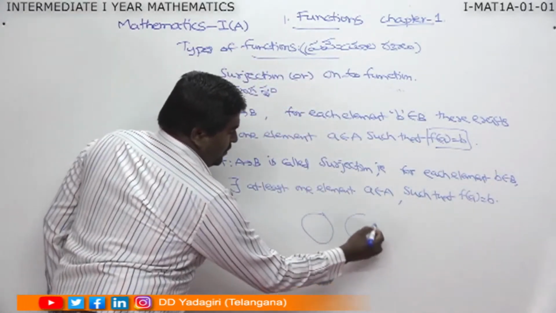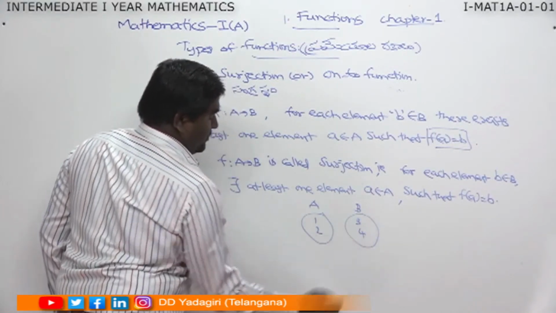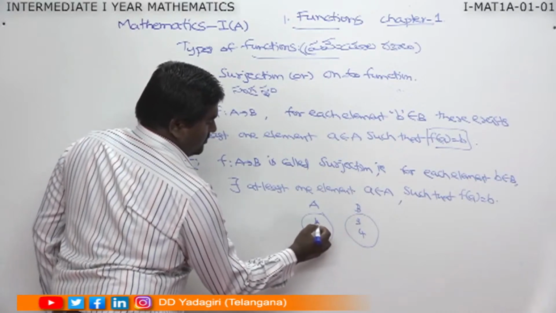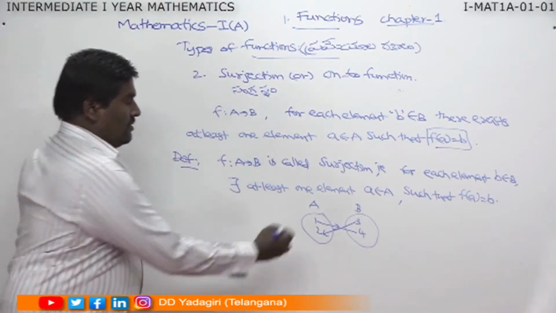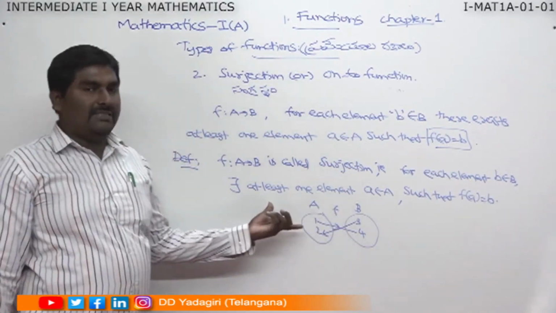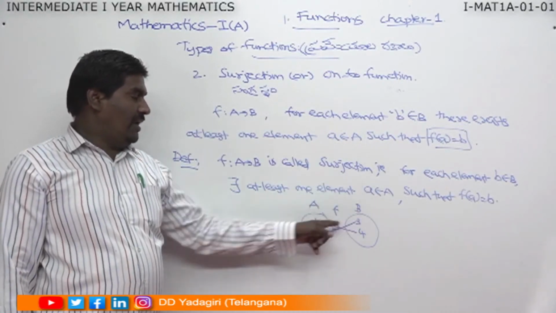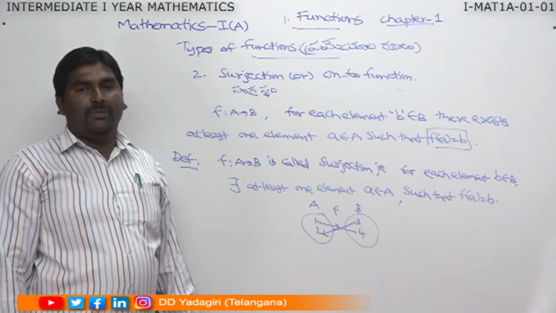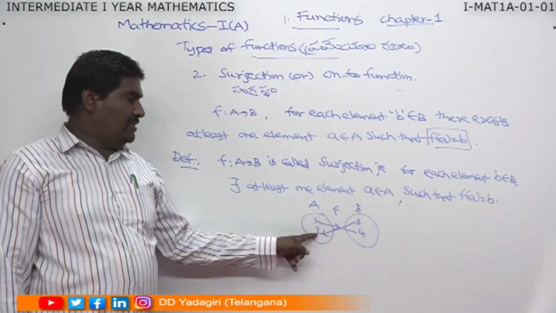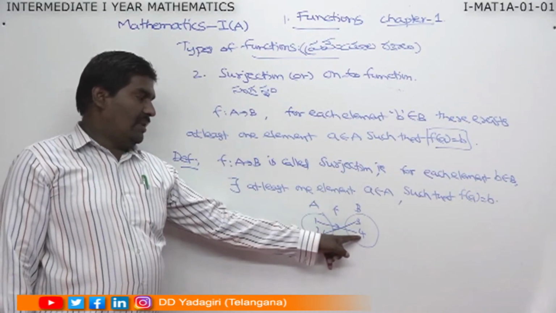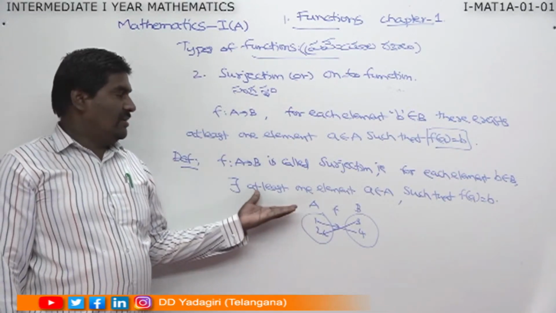f is a function from A to B, with A as 1, 2, 3, 4. Here the function is surjection, meaning every element in B has some pre-image in A. So take the element 3 in B, it has a pre-image under f as 2. Take element 4 and pre-image 1. So it is surjection.